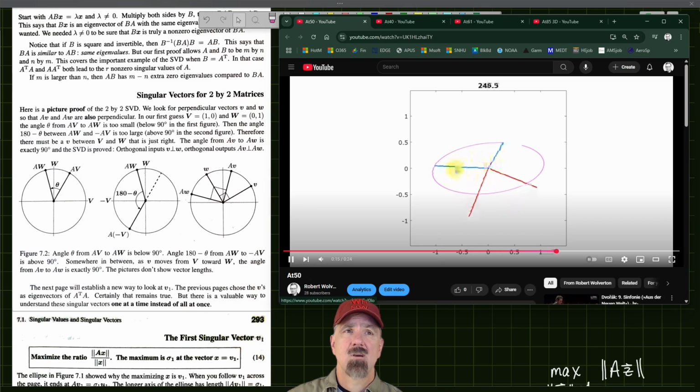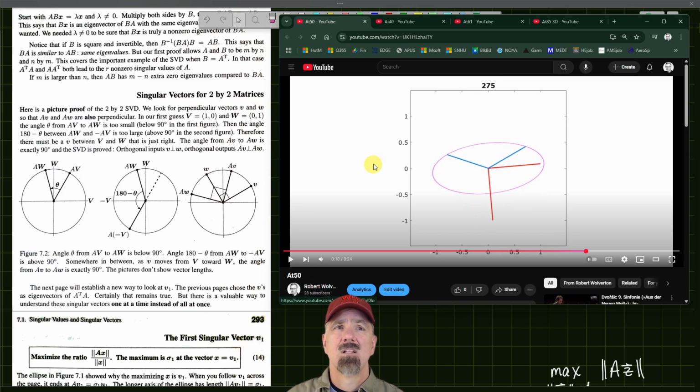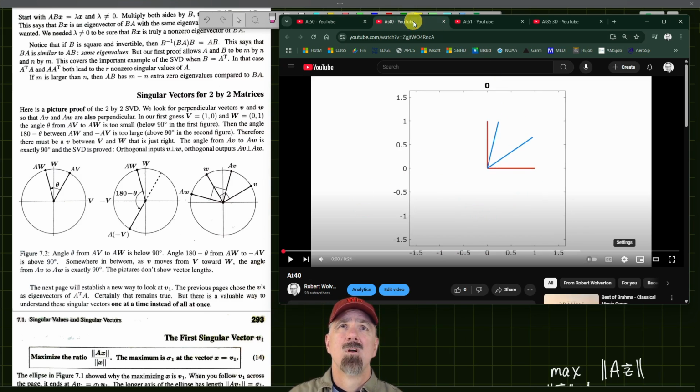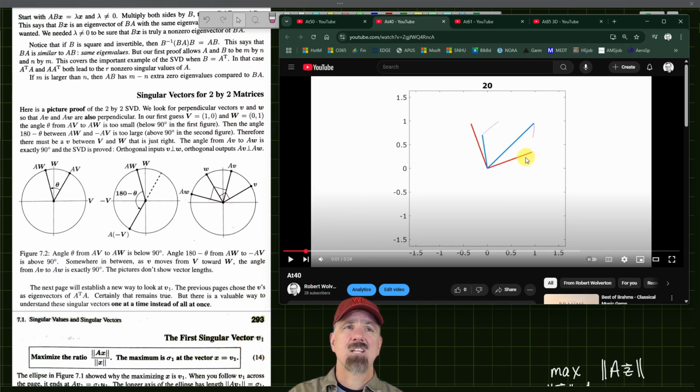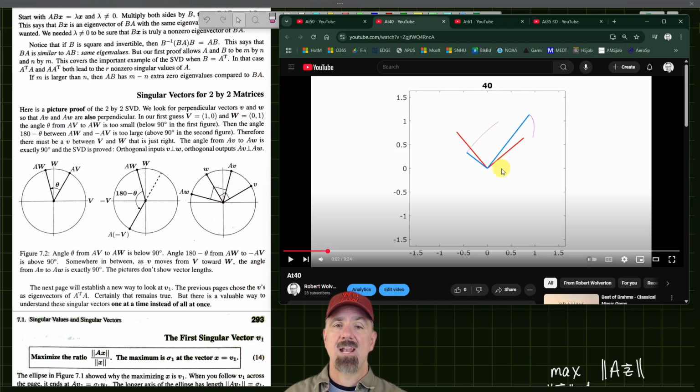You'll notice it also occurs at a couple of other places. Let's dig into that a little bit more. This is at a different A matrix. So same thing, we're going to rotate through. And as we're rotating, you can see the output vectors changing until we get to 40 degrees. And at 40 degrees, the output vectors are also at right angles.